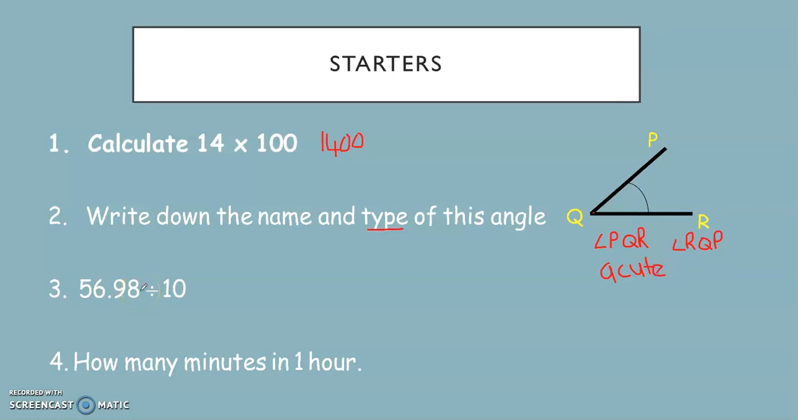Right, next question, we have to divide 56.98 by 10. Now this time we don't have a whole number, so it's a wee bit trickier. We have a decimal number. When we're dividing by 10, we pick the decimal point up and we bring it back one place. So it now becomes in between the 5 and the 6. So our answer to this question should be 5.698.